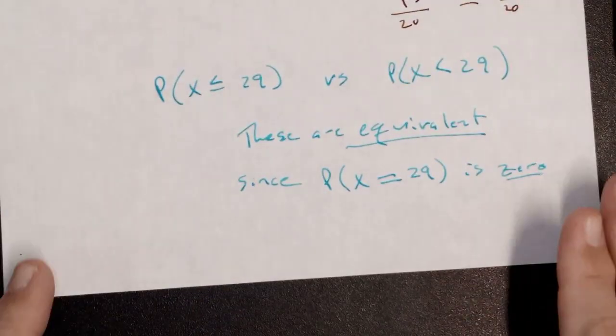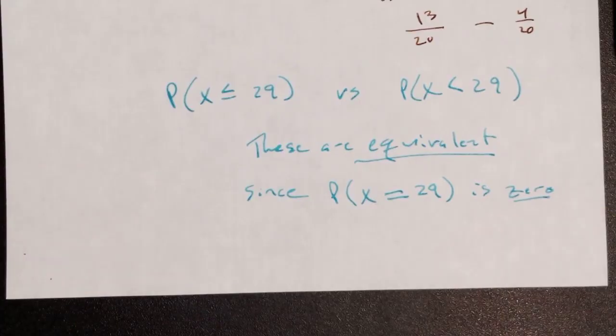So that means, unlike what we were doing in the discrete case, where I made a big deal about whether we used less than or equal to, greater than or equal to, in the continuous case, I don't care. That's true no matter what our distribution is. Whether I use an equal sign or not is irrelevant. Questions?